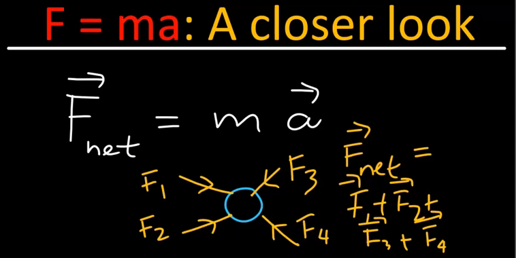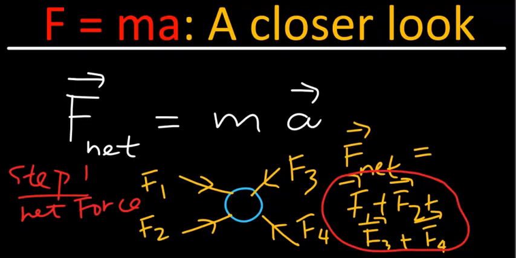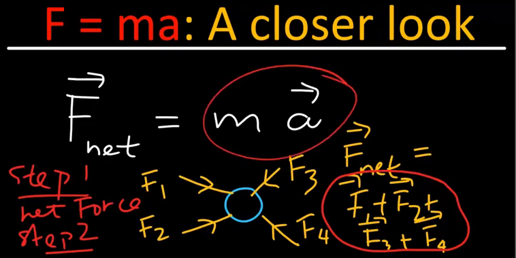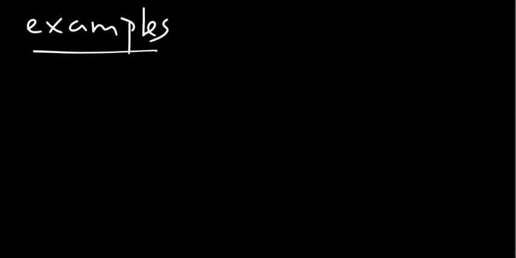Thus, applying F equals ma to a particular problem involves two crucial steps. The first step is determining the net force in this following way. And step 2 is to equate that net force to ma. While these steps may seem straightforward, applying them to problems may get a little bit tricky depending on the problems. To this end, let's look at some of the examples and see how we can apply F equals ma to these problems.